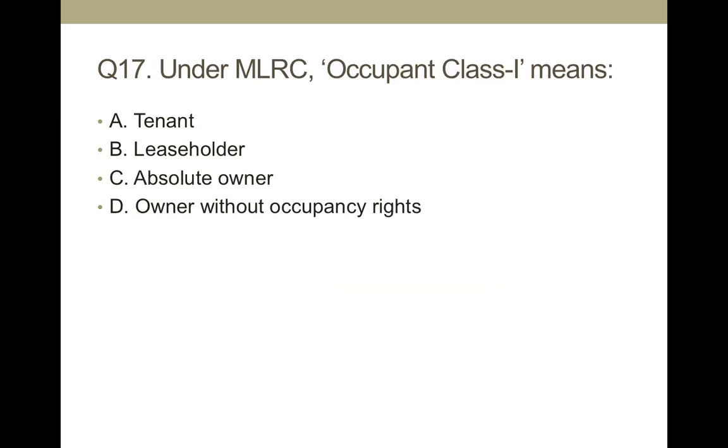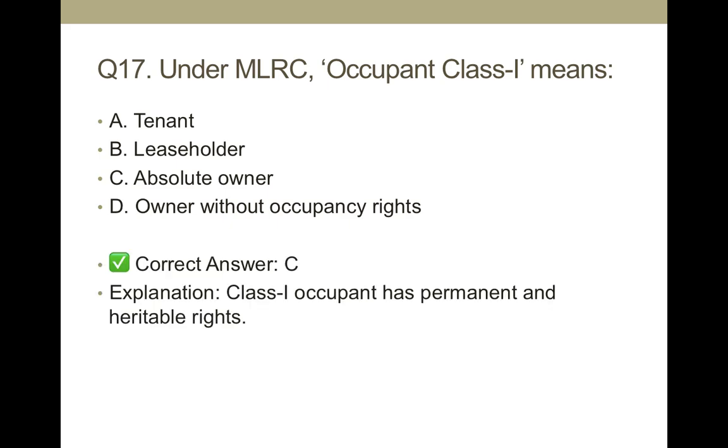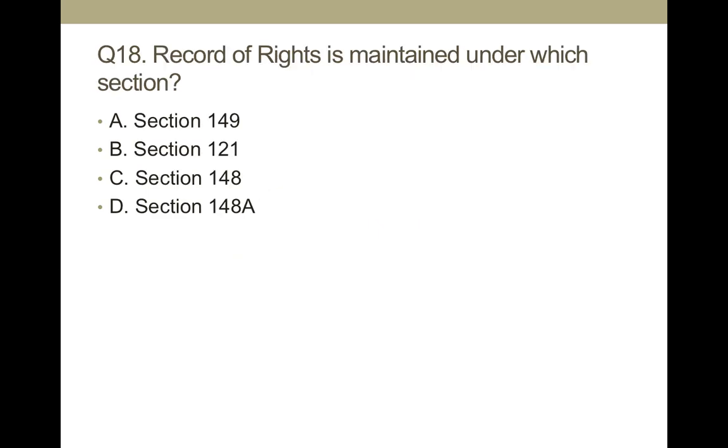Question 17. Under MLRC, occupant class 1 means option A, tenant, option B, leaseholder, option C, absolute owner, option D, owner without occupancy right. So correct answer is option C, that is class 1 occupant has permanent and heritable right.